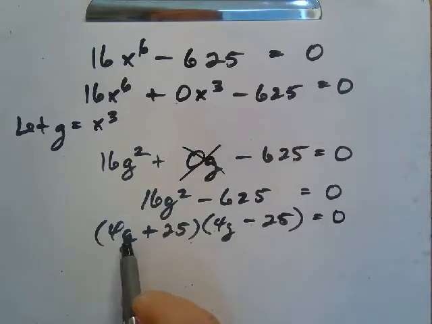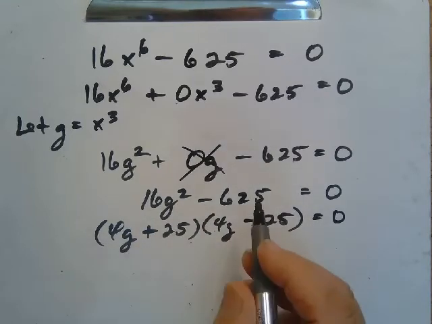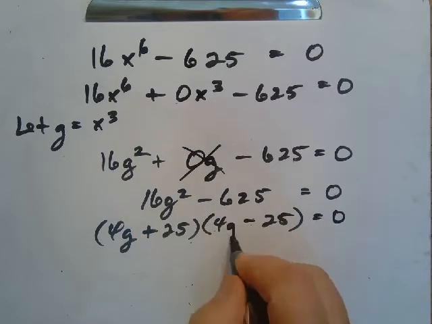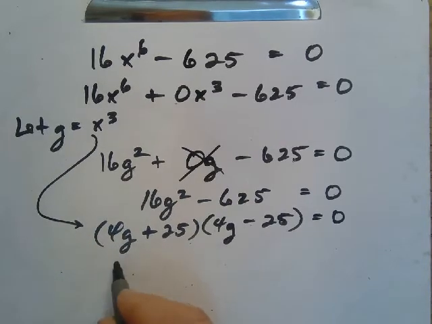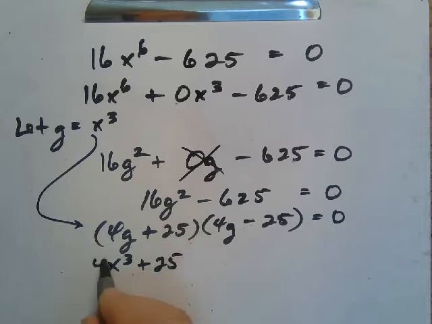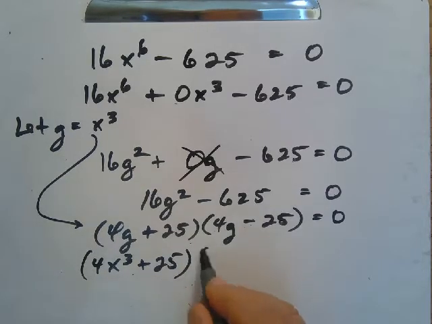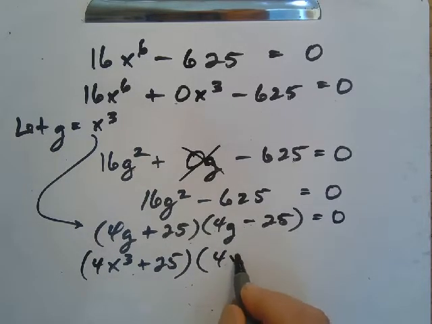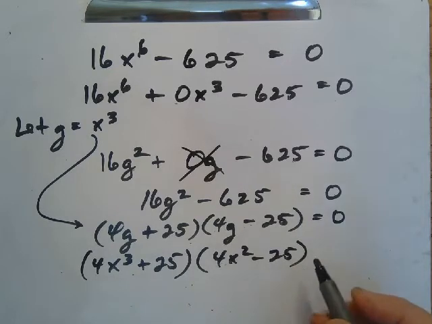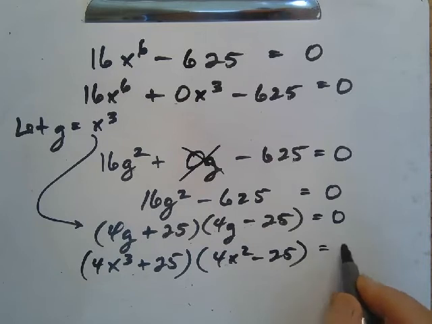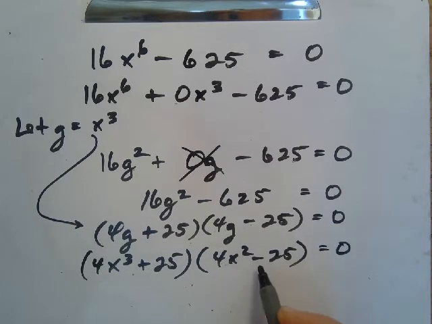Okay, now I've got it to this point. Let's substitute back in this guy. We're going to stick it back in here. 4x cubed plus 25, and 4x cubed minus 25. Okay, well, this one's factorable.